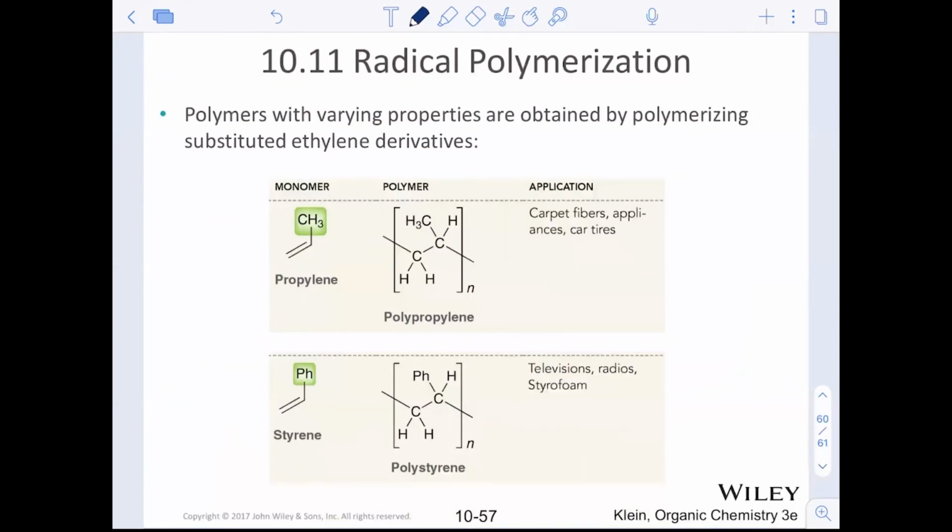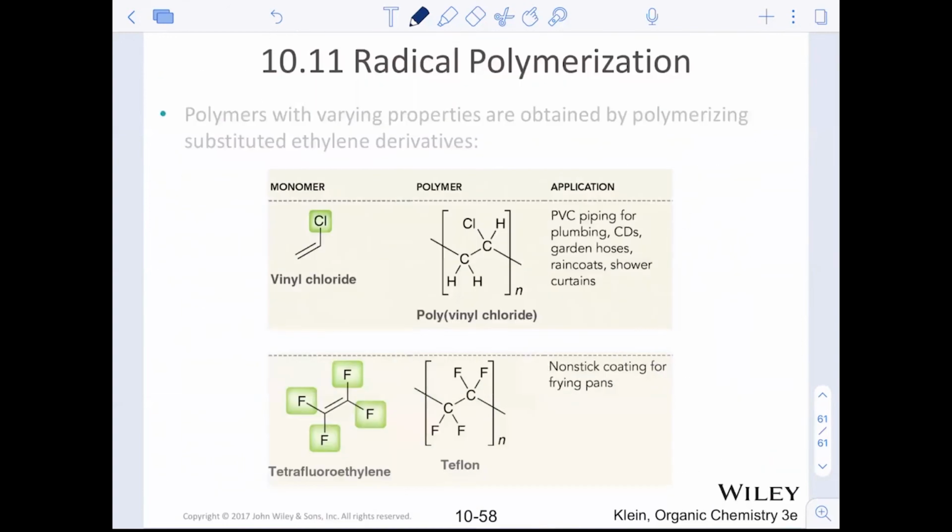Just to present some of the real life applications, propylene, or 1-propene, 3 carbons with an alkene. That monomer can be used to make a polymer that is used in carpet fibers or appliances, car tires too. Styrene, it's the carbon-carbon double bond with a phenyl or a benzene ring attached to it. Polystyrene is used for styrofoam, televisions, radios, all sorts of things.